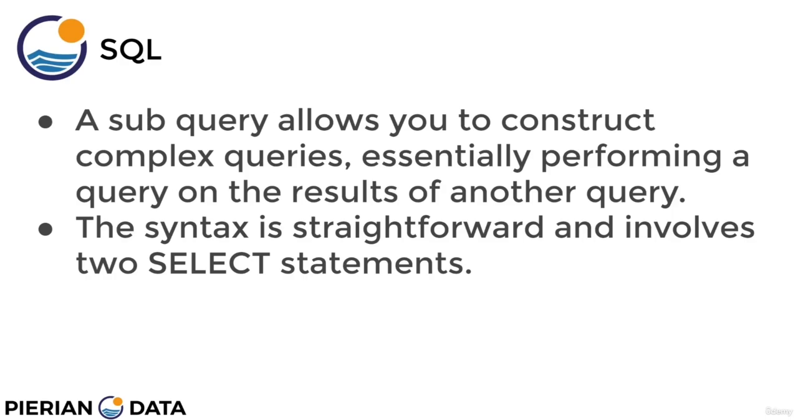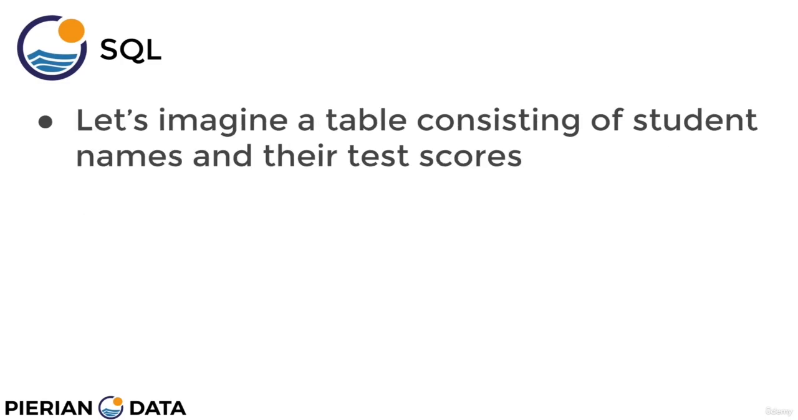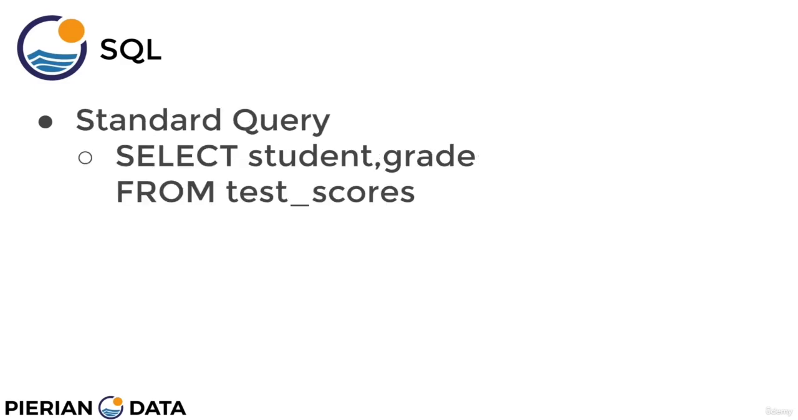The syntax is relatively straightforward and involves the use of two select statements. Let's imagine some hypothetical table that consists of the student names and their resulting test scores. So it's a very simple table of just two columns, which means a standard query on this table, if you wanted to grab everything, would look like the following. We say select the student column, comma, grade column from test scores. And this would return back two columns, a student's name, such as Jose, and then their grade, let's say 95%.